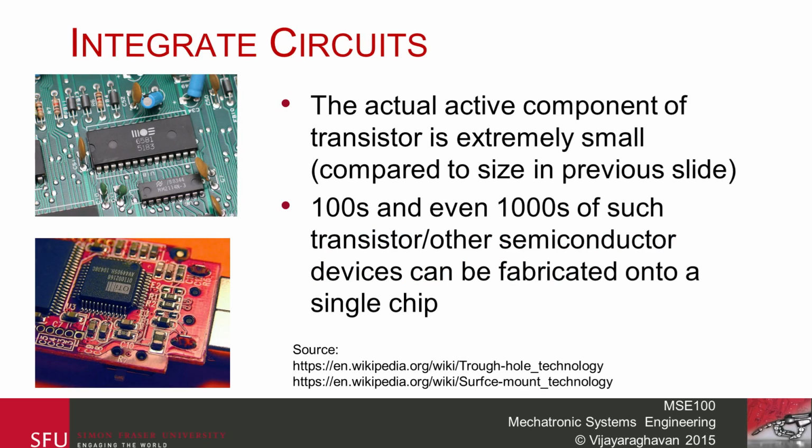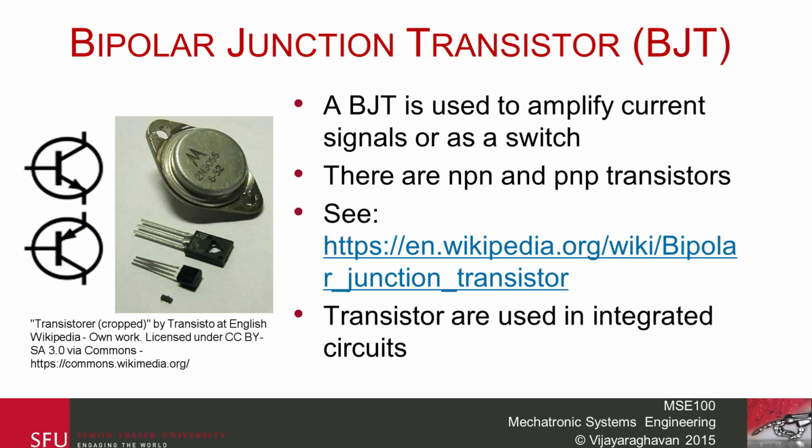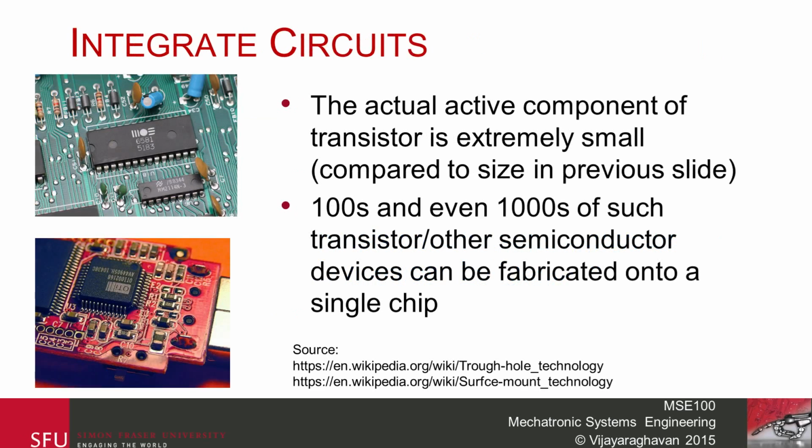So the next thing we'll discuss is the integrated circuit, which is where things get significantly more interesting. The actual size of the circuit that we showed here, like these little ones, even though this appears bigger, all of these actually use a very, very tiny amount of active silicon material. So what that means is you can put hundreds and even thousands of these transistors or other semiconductor devices and fabricate them onto a single chip. That's what is meant by an integrated chip or an IC.